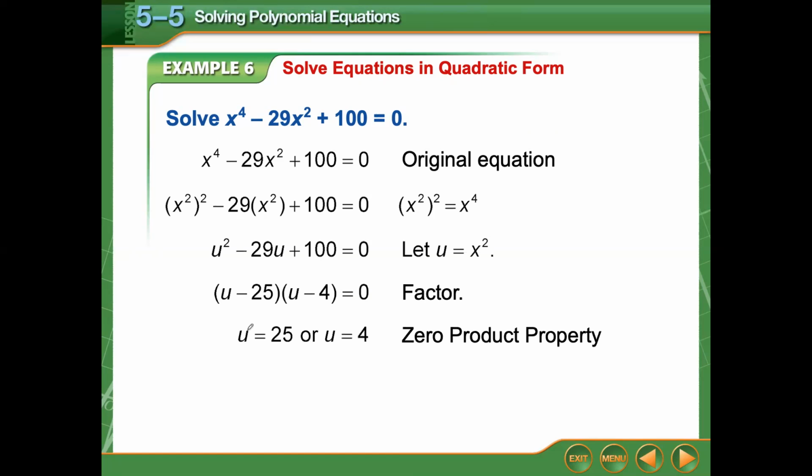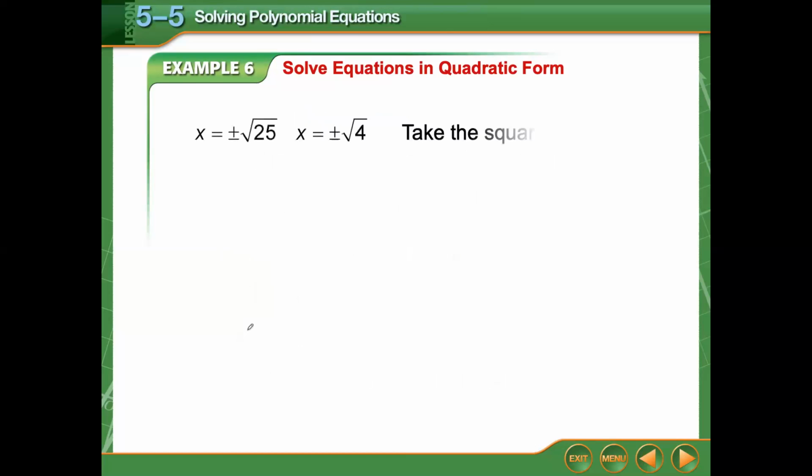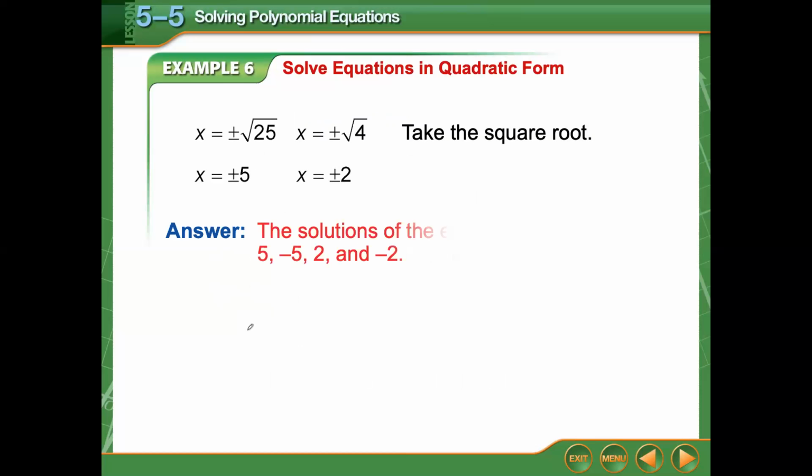And we can use the zero product property: u equals 25 or u equals 4. So we have x squared either equals 25 or 4, and solving that, we get plus or minus 5 and plus or minus 2. So we have our 4 solutions of where it would cross the x-axis, which is 5, -5, 2, and -2. So this one's much more helpful if you are comfortable with factoring trinomials. If you're not as comfortable factoring trinomials, it is a little difficult, but this is an option that you do have.